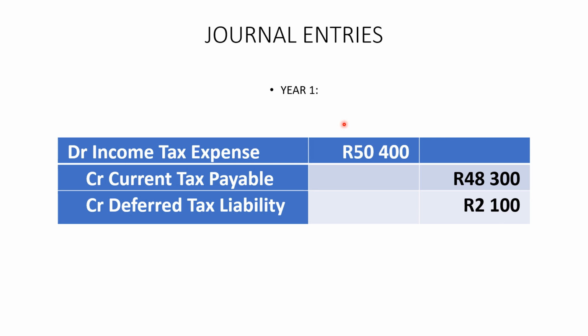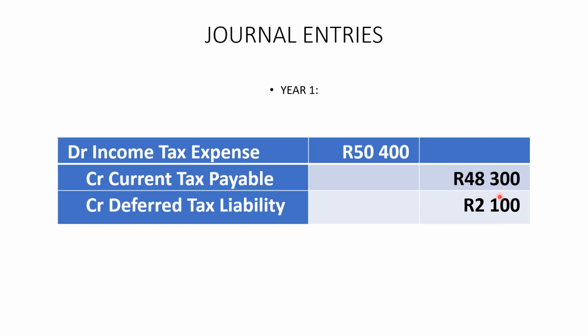However, from the tax perspective, we get what we call the current tax payable. And we said, how do we get current tax payable? By taking the tax profit multiplied by the rate. And the rate in this case is 28%. And what was the tax profit for year 1? It was 172,500. And if you take 172,500 and multiply by 28%, it will give you 48,300.